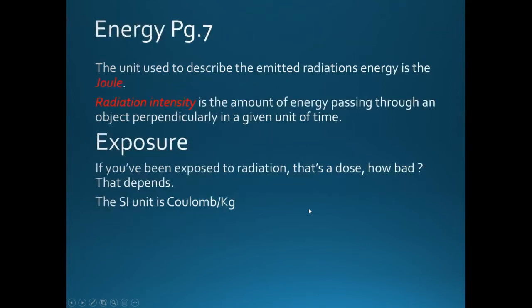Okay, energy describes the energy put out by the radioactive isotope here. The unit that is used for energy is the joule, and radiation intensity is the amount of energy passing through an object perpendicularly in a given unit time. So if you shoot radiation at something, that is what they describe as radiation intensity, or the measurement of the intensity at that presentation of being perpendicular.